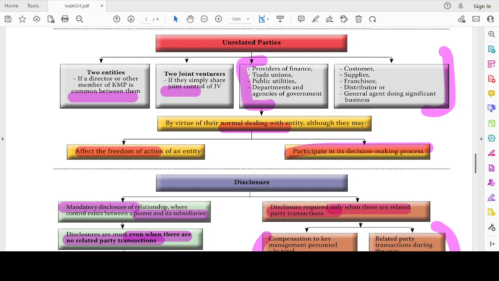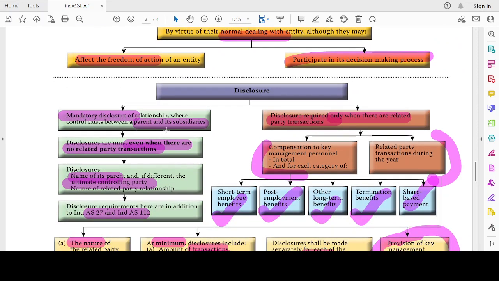Now, disclosure requirements. There's a mandatory disclosure, which applies when it is between parent and subsidiaries. Parent and subsidiaries means even though there are no transactions during the year, you have to disclose the name of the parent, and if it is different, like if I am a subsidiary of ABC Limited, then I will disclose my parent's name.